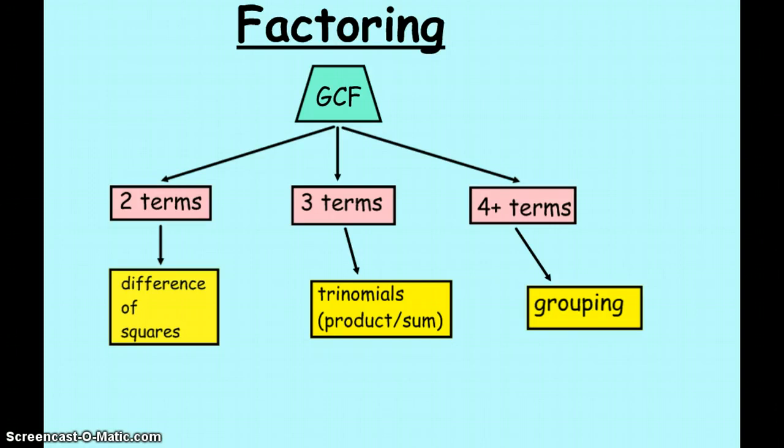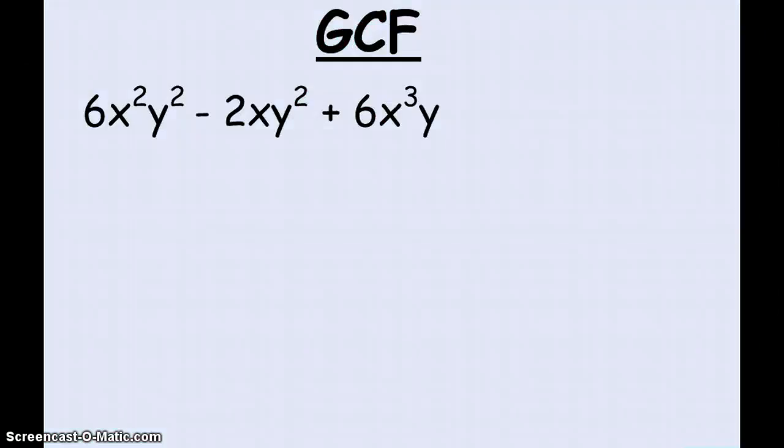If we have two terms, we're thinking difference of squares. So we want to check to see if we have a difference of squares. If we have three terms, we're thinking, can I use the product sum method because I have a trinomial here? The product sum method is also known as the AC method. And then for that final piece, we've got 4 plus terms, and we would try to do grouping, use some kind of a grouping method. All right. So we start off with factoring. We should always start off with GCF, so that's where we'll begin our discussion.